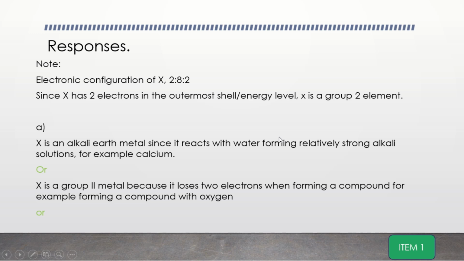So we can also give that X is a group 2 metal because it loses 2 electrons when forming compounds. Or you could say that X is a metal after knowing that it belongs to group 2. All elements in group 2 are referred to as metals. Therefore, X is a metal since it forms an ion by losing electrons, like sodium. So all metals form ions by losing electrons. So that is with this part of nature.